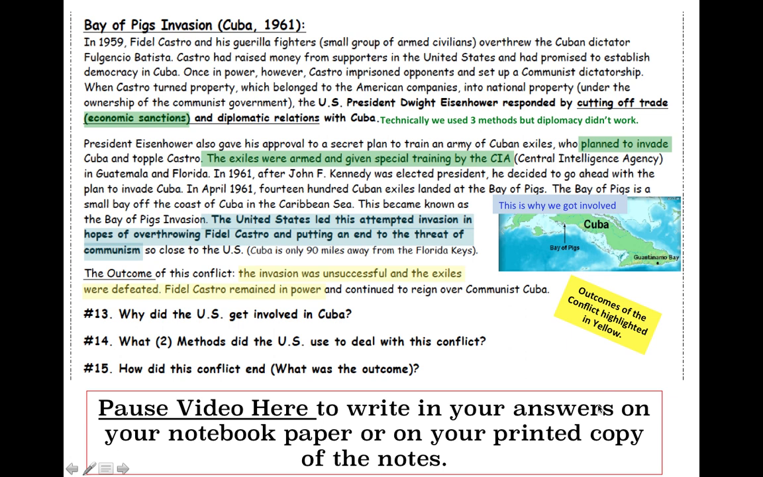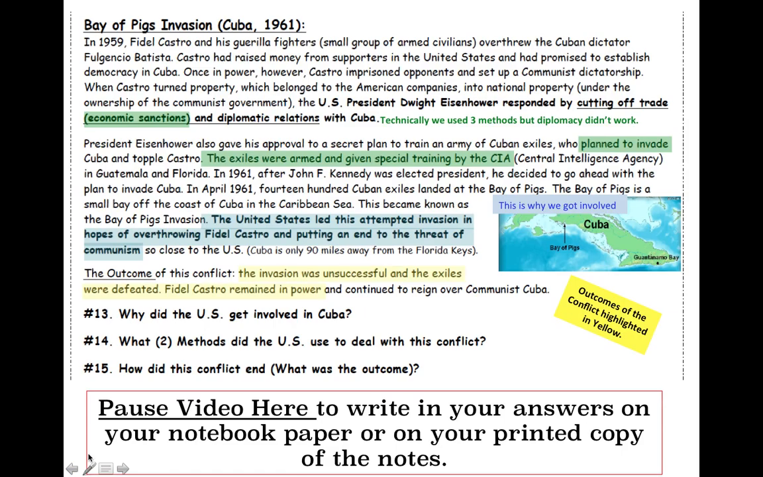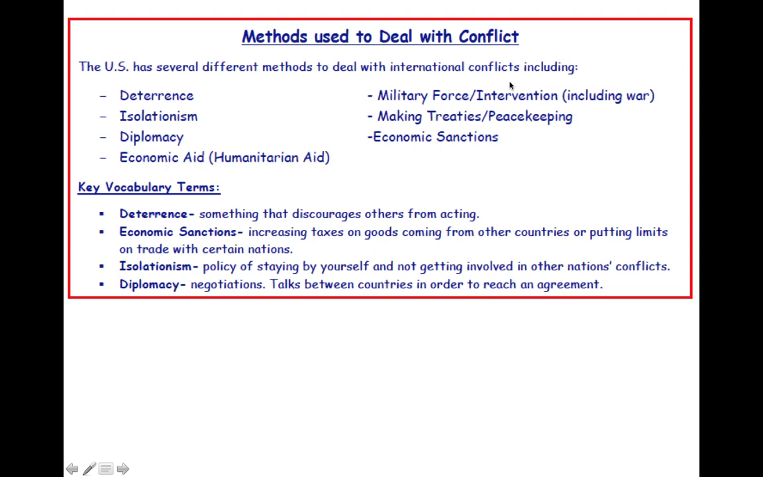Pause the video here, answer the questions on your notebook paper, and then we'll unpause it when you're ready. All right, that should actually be it. This is just the last little word bank to show you guys again what your methods used are. I've been highlighting them in green throughout the video, so you guys should be good.